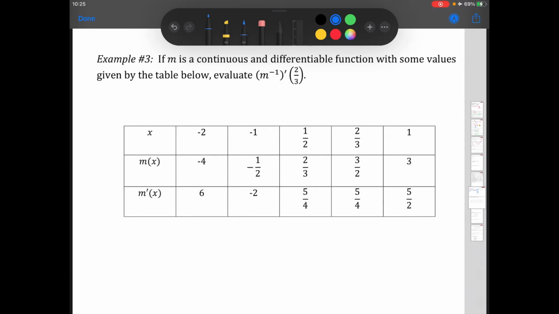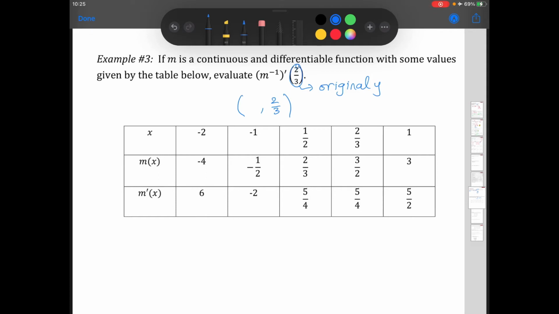Example 3. It says, if m is a continuous and differentiable function with some values given by the table, evaluate m inverse prime of 2 over 3. Again, go very slow with these questions. They're not really hard. It's just understanding which one is y and what we are looking for. So I know this is my original y. So I already know that my y coordinate is this. I need to find my x coordinate.